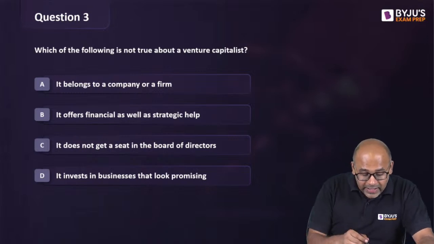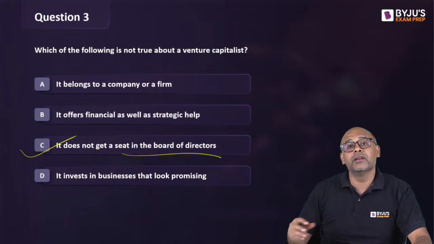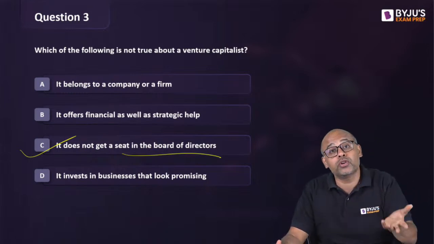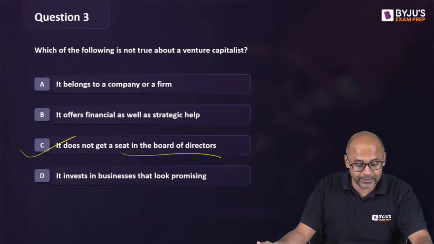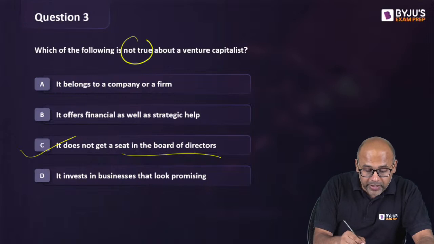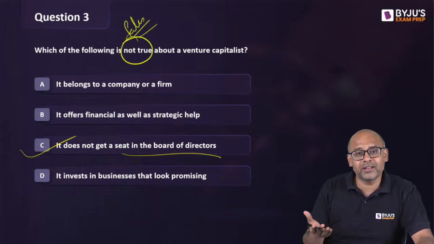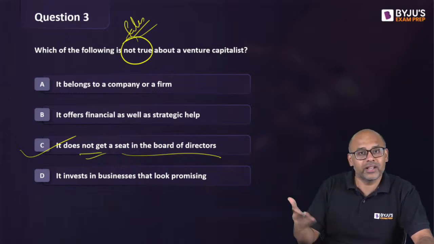Okay, so what is the answer? It does not get a seat in the board of directors. That is the correct answer. Venture capital may, which of the following is not true? So venture capital might want to get a seat. So not getting a seat is false. So that is the answer. Okay, not true means false. So venture capital may want to get it. Sometimes they choose not to, but it's not that they will not get. If they want, they'll get it.